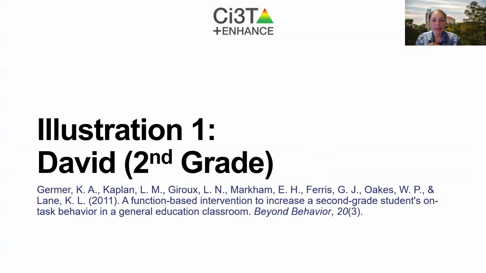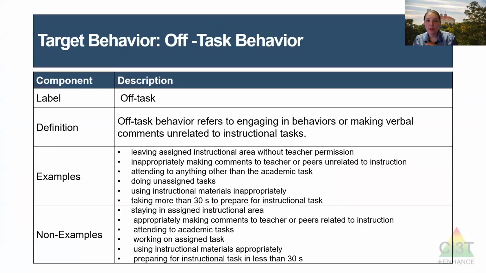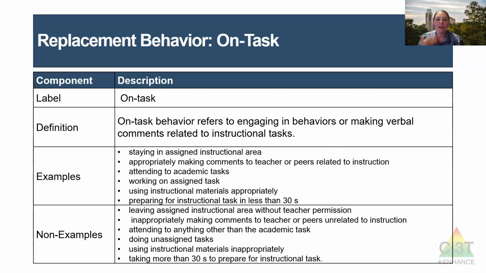So in this next section, we're just going to go through a brief illustration just to show you what this looks like, all put together. This is going to be about David, and this comes from an article by Germer and colleagues. This is a real student, and it happened in a real classroom, and it just shows what this looks like when it's all put in place. So the target behavior was off task. That's what they wanted to reduce. And then there's a definition, and then there are examples and non-examples. The replacement behavior was on task. We wanted to see him be able to engage more effectively with the tasks.